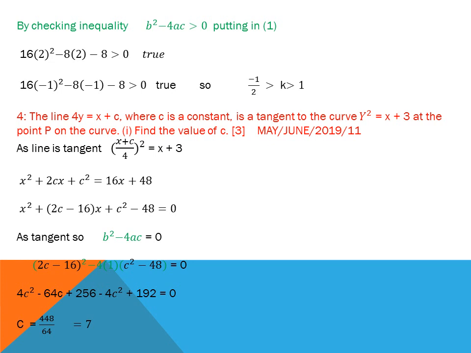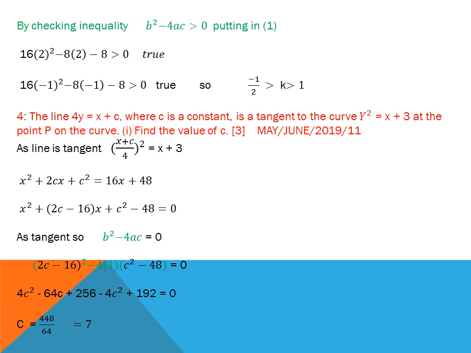It means here a is 1, b is 2c − 16. The coefficient of x is called b, the coefficient of x² is called a, and the constant is called c, which here is c² − 48. b² − 4ac = 0. I only apply the values: (2c − 16)² − 4 into, put the value of a as 1 and the value of c as c² − 48.